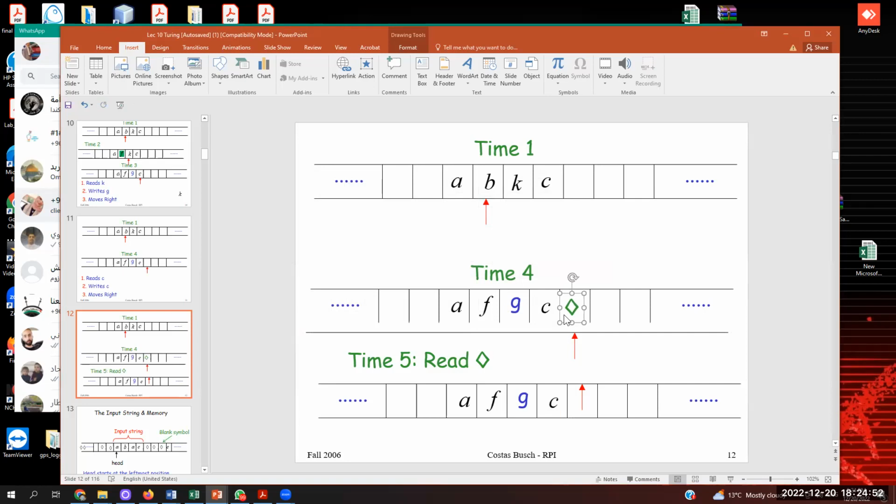Let's see, read the blank. So I take the blank out. So there was a blank here. I take it out now from here. And then I want to write, instead of the blank, for example, X. So I take the X here.